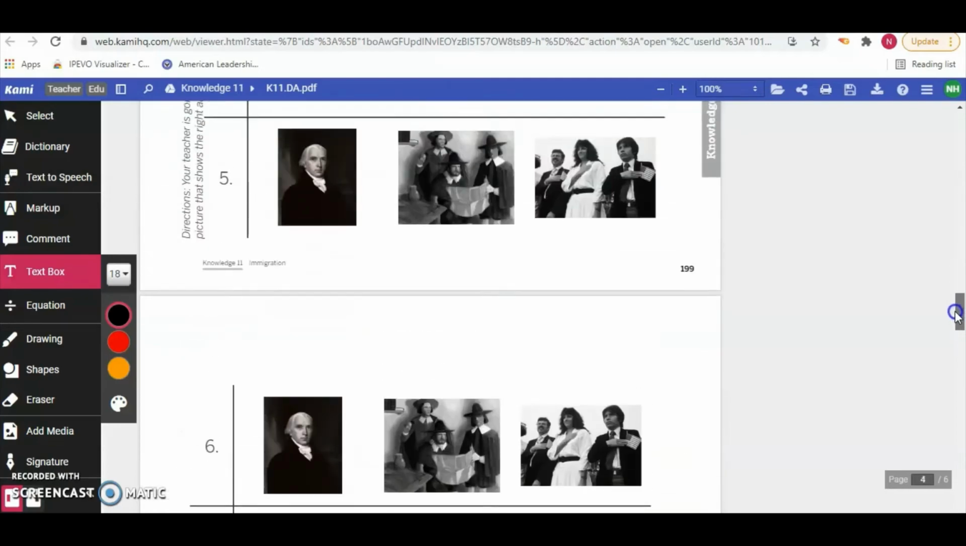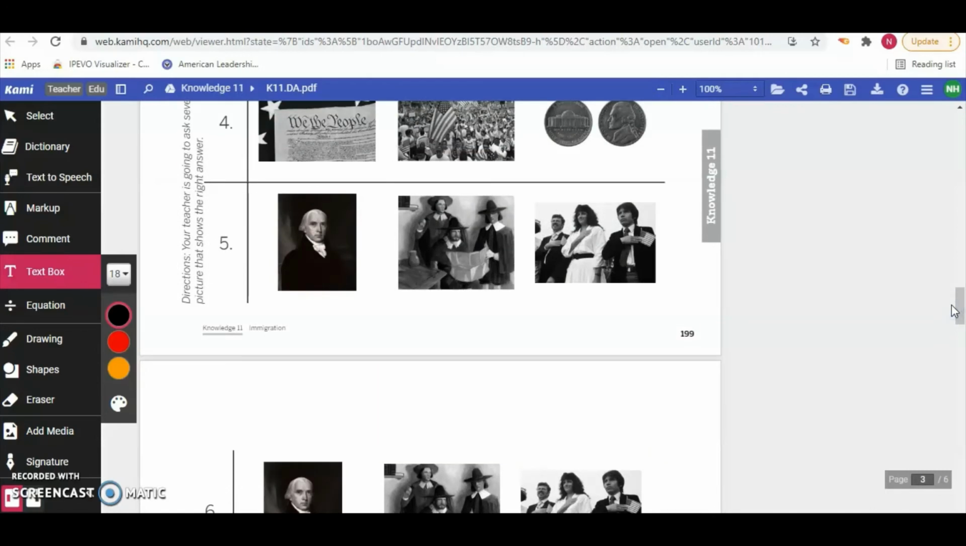Our next group has different pictures with different meanings. Our pictures for the next couple of questions are James Madison, the Pilgrims, and naturalized citizens. Number 5, who was born in another country and has earned the same rights as citizens born in the United States? James Madison, the Pilgrims, or naturalized citizens?